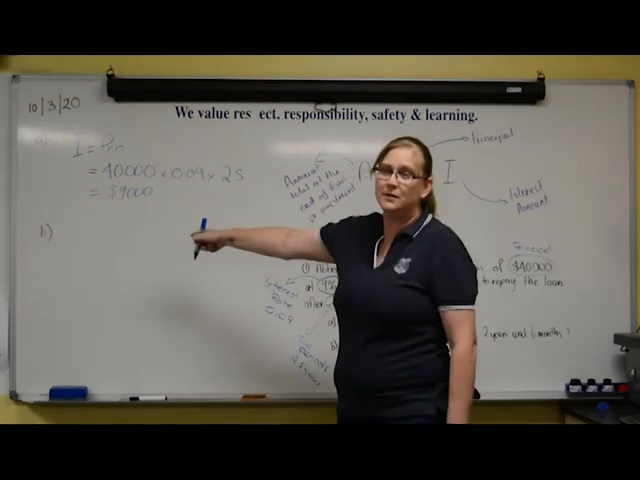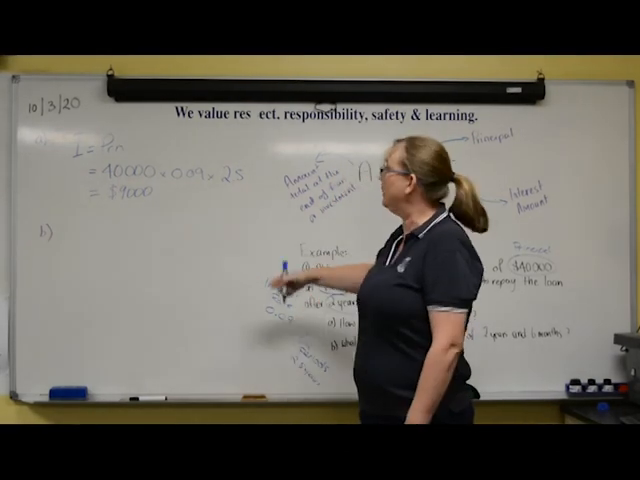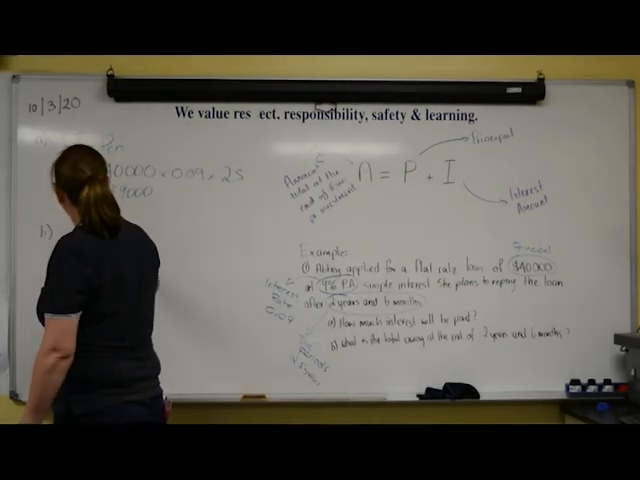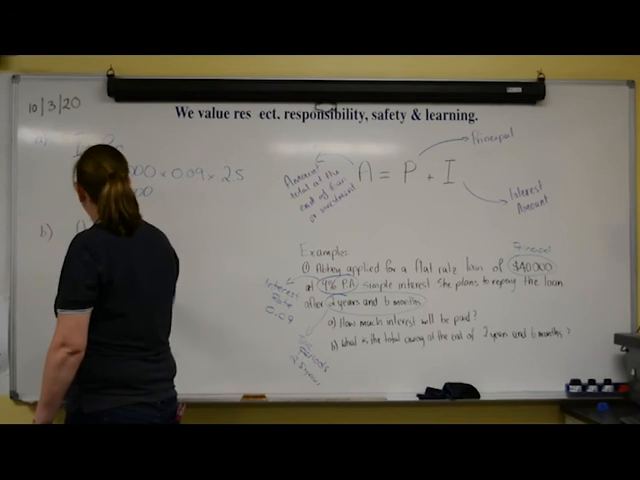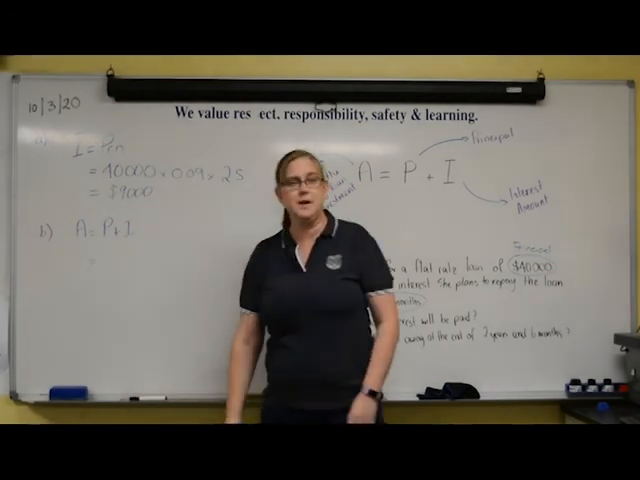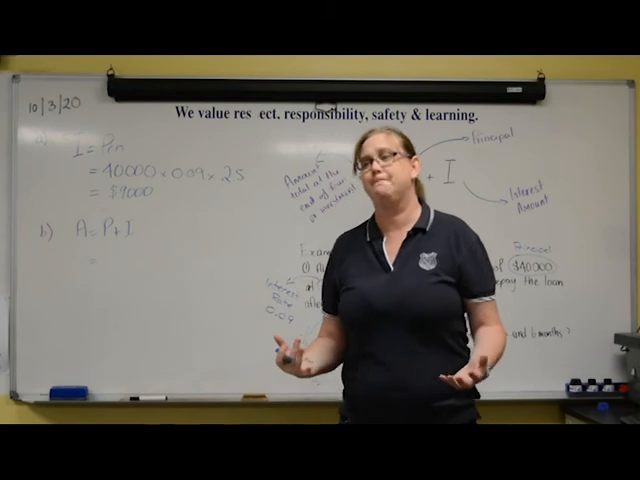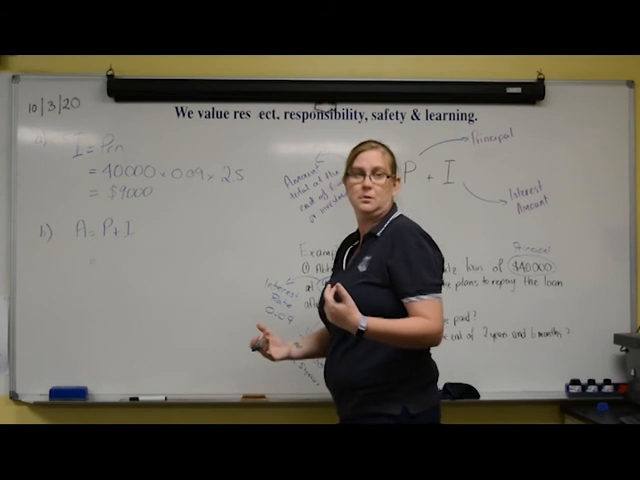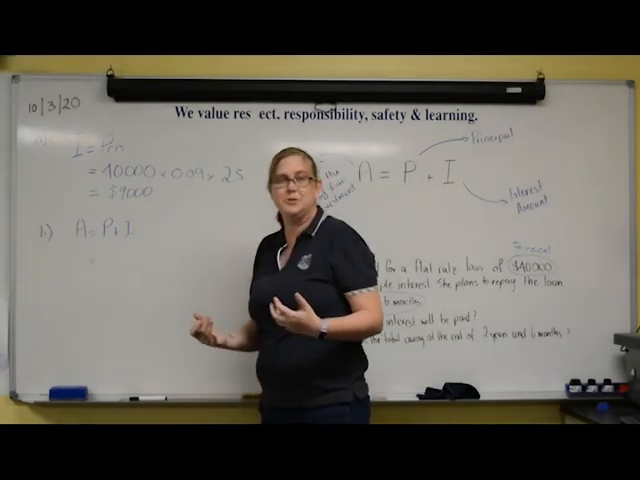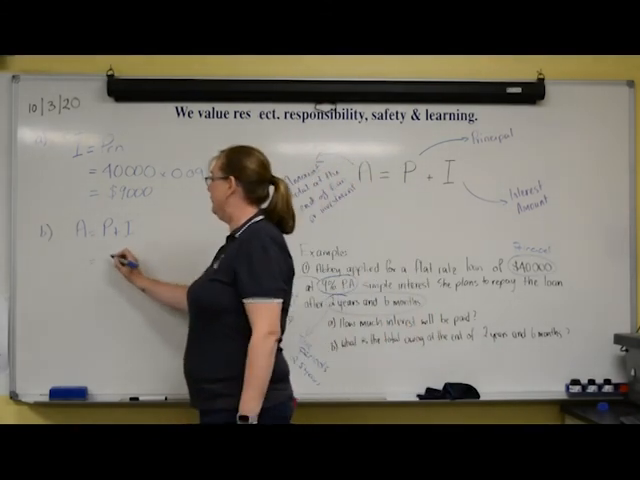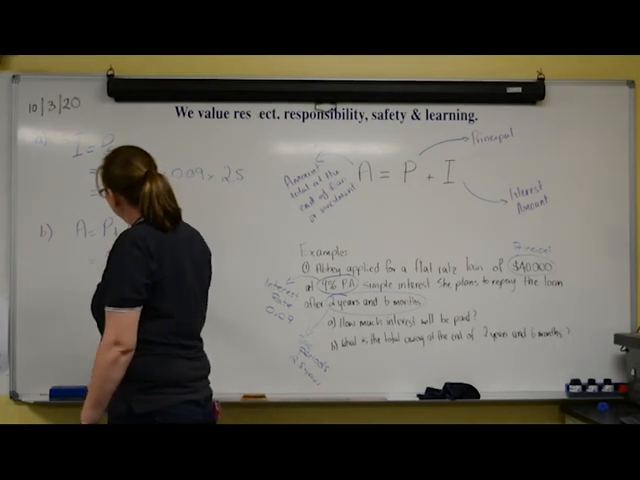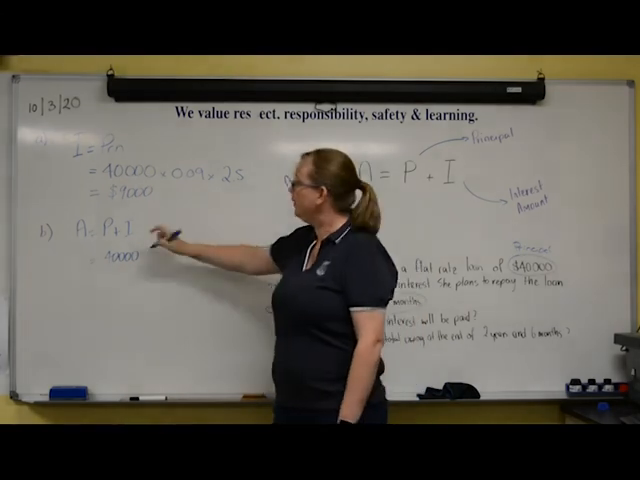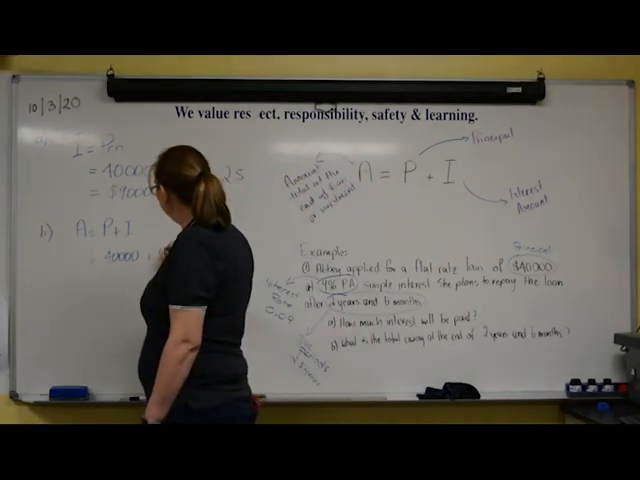So B is how much in total is going to be paid. This is where we're going to use our second formula. A equals P plus I. The principal was what, guys? What was the principal? It should be on your page. 40000. It's no different to this one. Same principal. Now add I, which is the 9000.